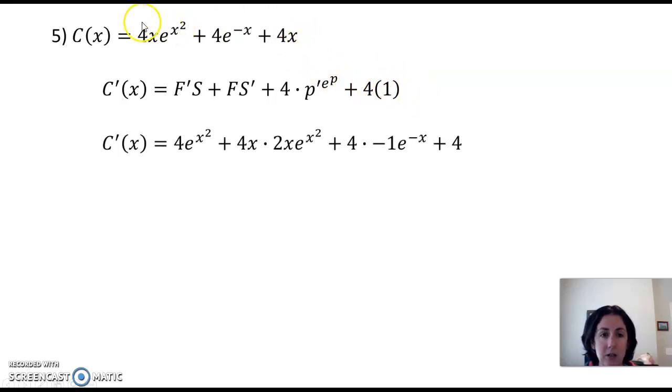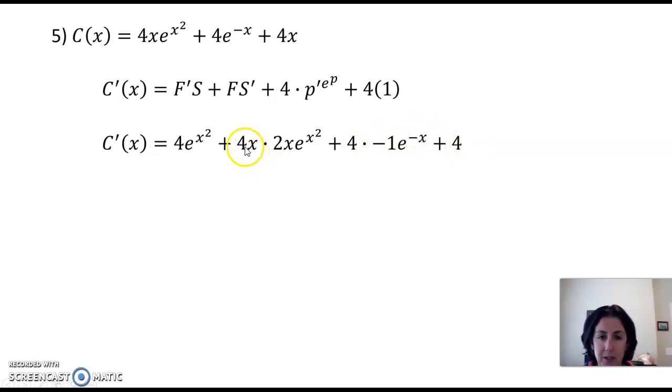All right, so when I do the derivative of the first, 4 times the second, e to the x squared, plus the first 4x times the derivative of the second. That e to the x squared repeats, and the derivative of the power x squared goes in front, which is 2x. Now here, that's going to be 4. Now the e is being raised to the negative x, so the p prime is negative 1, e to the negative x, and then we have a plus 4.